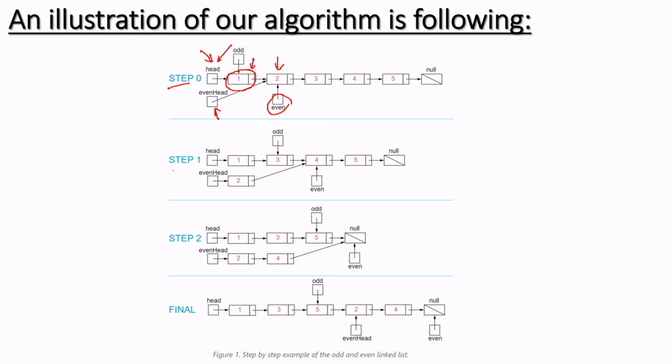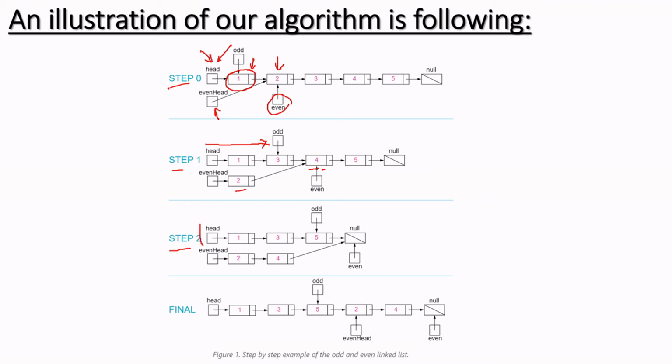When we come to step 2, we will see that the head is pointing to 1, but now odd is pointing to what? 3, correct? Odd is pointing to 3, and even is now at what position? The next position. Even head is now at 2, and now it points to the next node, which is showing 4. So even is here, and the third step is coming.